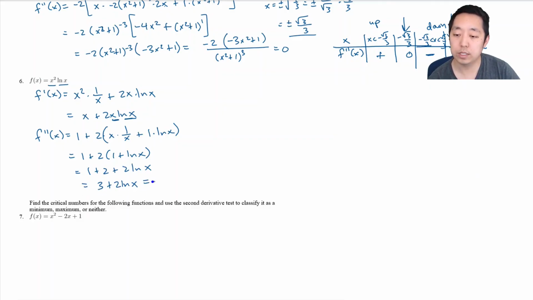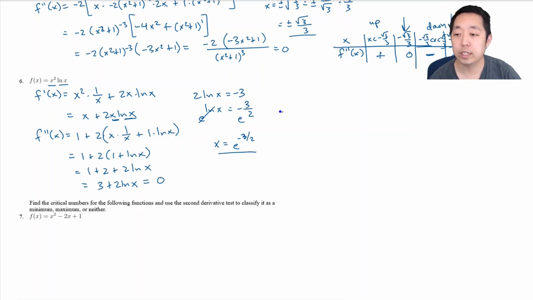Now, I want to know when this is equal to 0 for my critical numbers. So I have 2 ln x equals negative 3. Ln of x is equal to negative 3 halves. And to get rid of the ln, this is what I would do, is I do e to the both sides. Okay? Because whatever I do to one side, I can do to the other. And the property of e and ln is that they cancel each other. Okay, so that means x is equal to e to the negative 3 halves. Okay, so that's my critical number there.